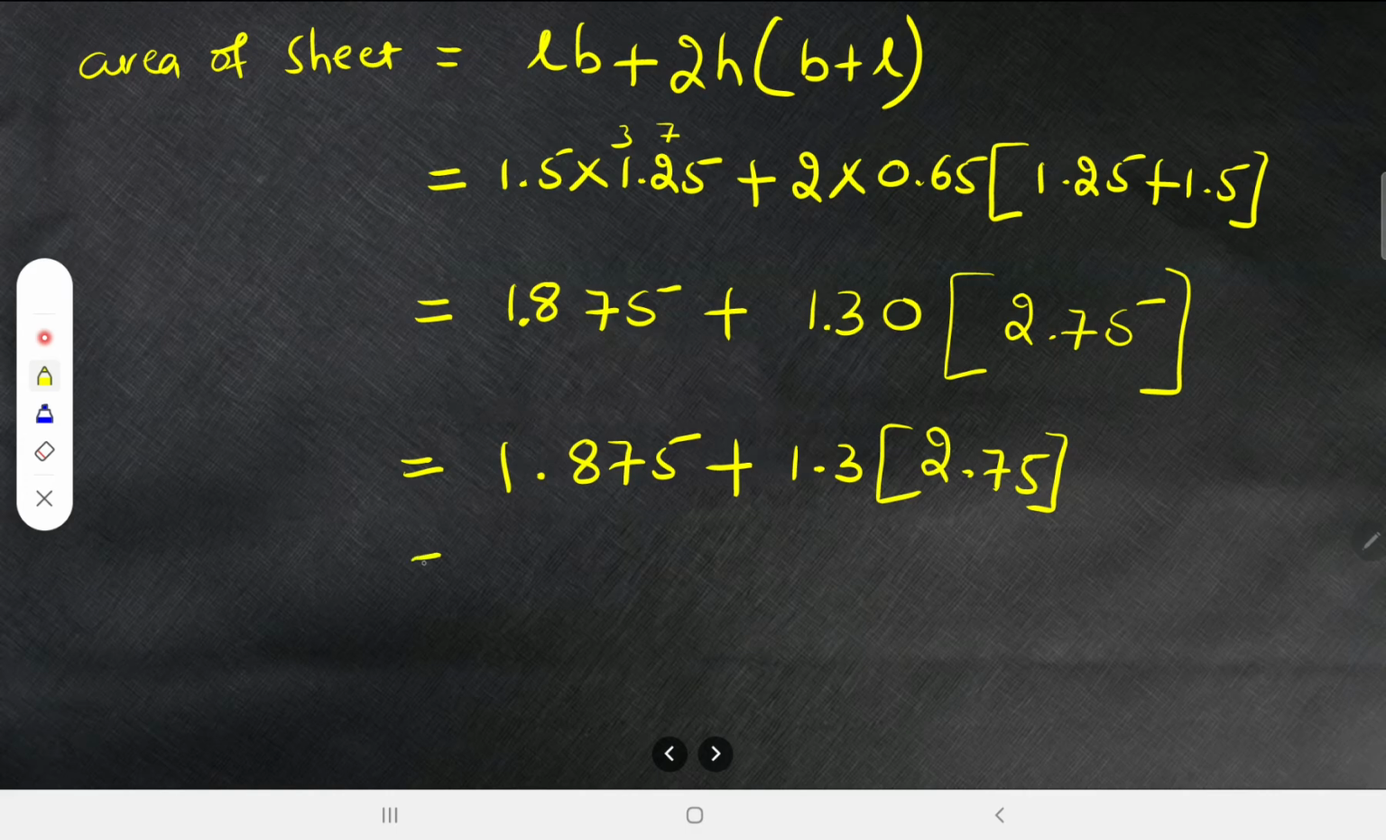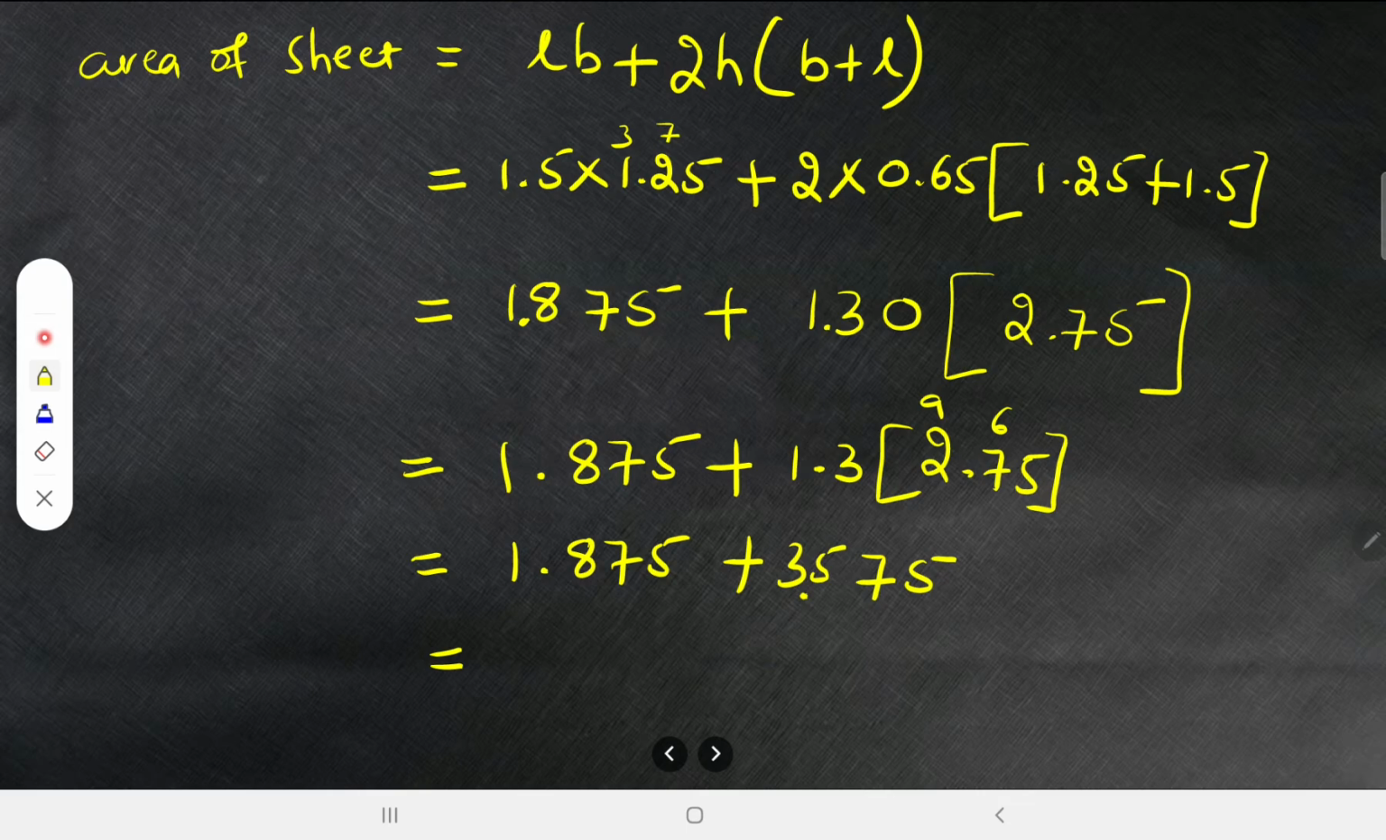All right, then 1.875 plus, you know the 13 table, 13 fives are 65, 6 is the carry, and 13 sevens are 91, 91 plus 6 is 97, 9 is the carry, 13 twos are 26, 26 plus 9 is going to be 35. Here two places and here one place means three places, it will go here. Now add this 1.875 plus 3.575.